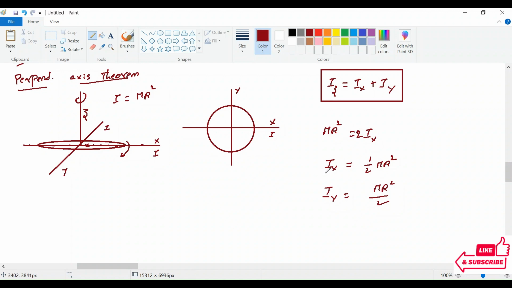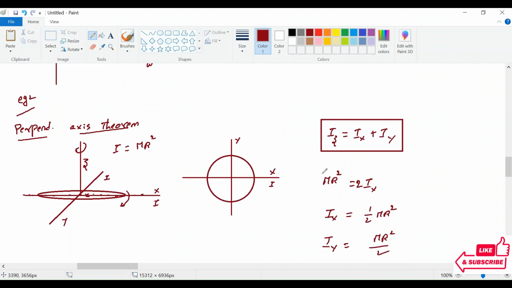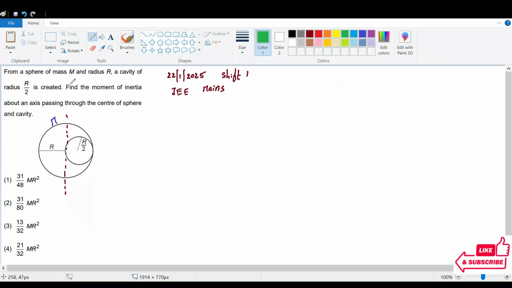So this is the use of the parallel axis theorem and the perpendicular axis theorem. Now a question: a sphere of mass m, radius r. A cavity of radius r by 2 has been created. Find the moment of inertia about the center of the sphere.